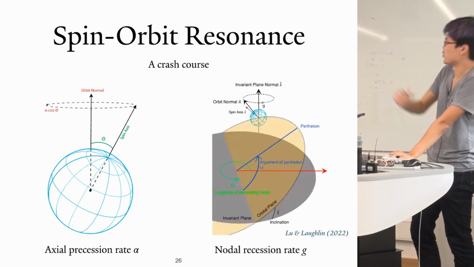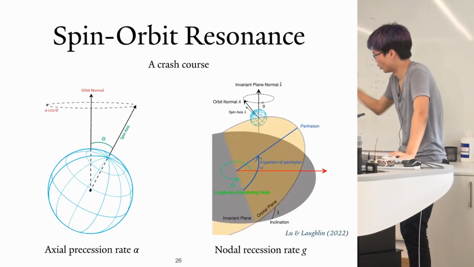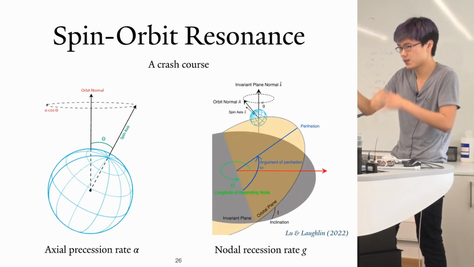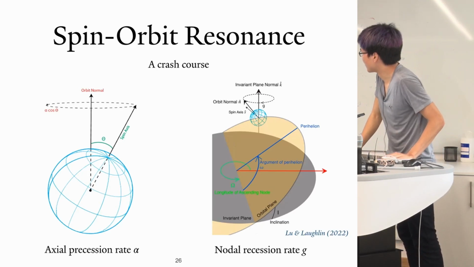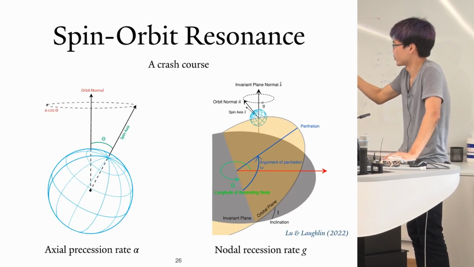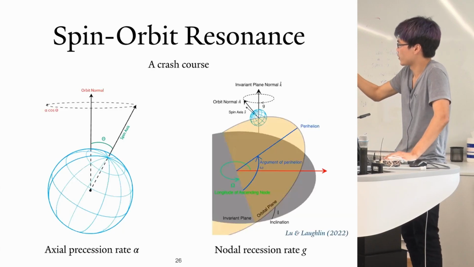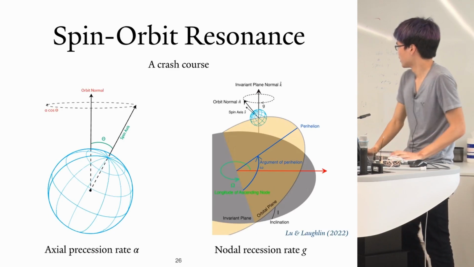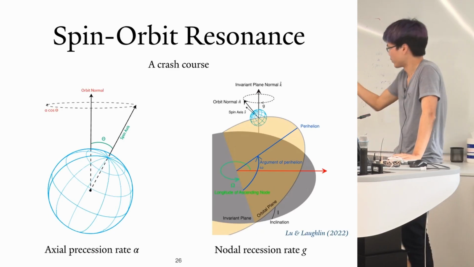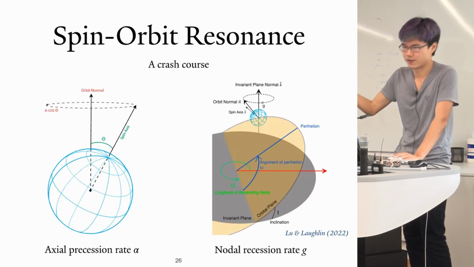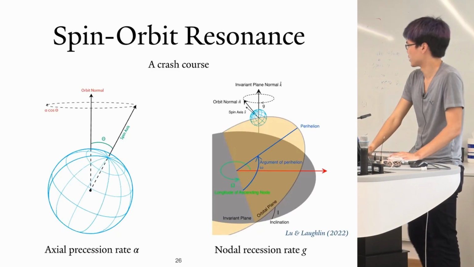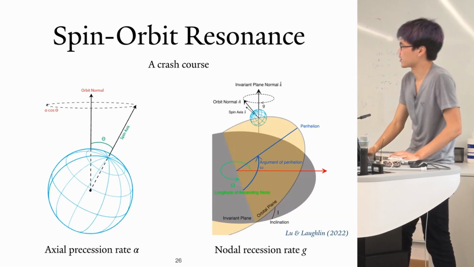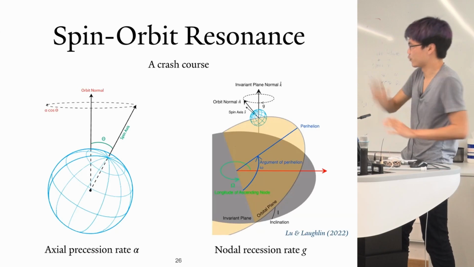The second relevant frequency that we need to consider is the nodal recession rate g. So in the presence of torques from other bodies in the system, other planets, for example, the orbit normal of your planet is going to recess about the invariant plane of the system, where the invariant plane is just the total angular momentum of the system. And the speed at which the planet's node recesses about the invariant plane is given by this g quantity here. And g is just the rate of change of the longitude of ascending node of your orbit. But that's the other relevant frequency we have to deal with.